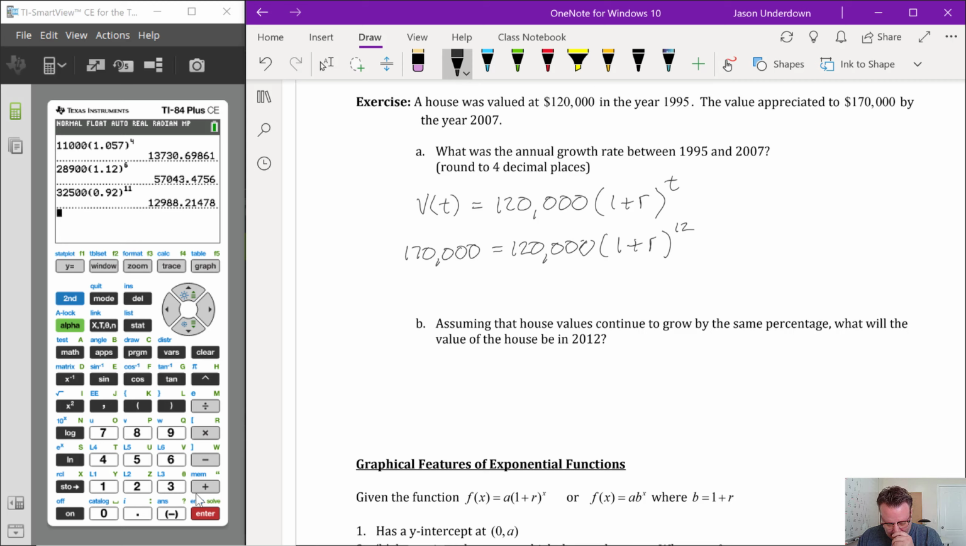If I divide both sides of this equation by 120,000, I'm going to get 170,000 divided by 120,000 equals 1 plus r raised to the 12th. And I want to solve this for r. The left-hand side, of course, simplifies to just 17/12. So I have 17/12 equals 1 plus r raised to the 12th power.